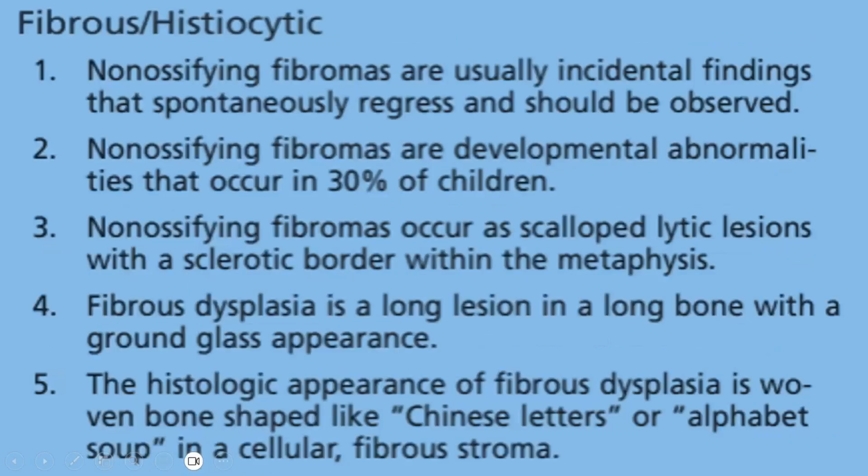Non-ossifying fibromas are usually incidental findings that spontaneously regress and should be observed. Non-ossifying fibromas are developmental abnormalities that occur in 30% of children. Non-ossifying fibromas occur as scalloped lytic lesions with a sclerotic border within the metaphysis. Fibrous dysplasia is a long lesion in a long bone with a ground glass appearance. The histologic appearance of fibrous dysplasia is woven bone shaped like Chinese letters or alphabet soup in a cellular fibrous stroma.